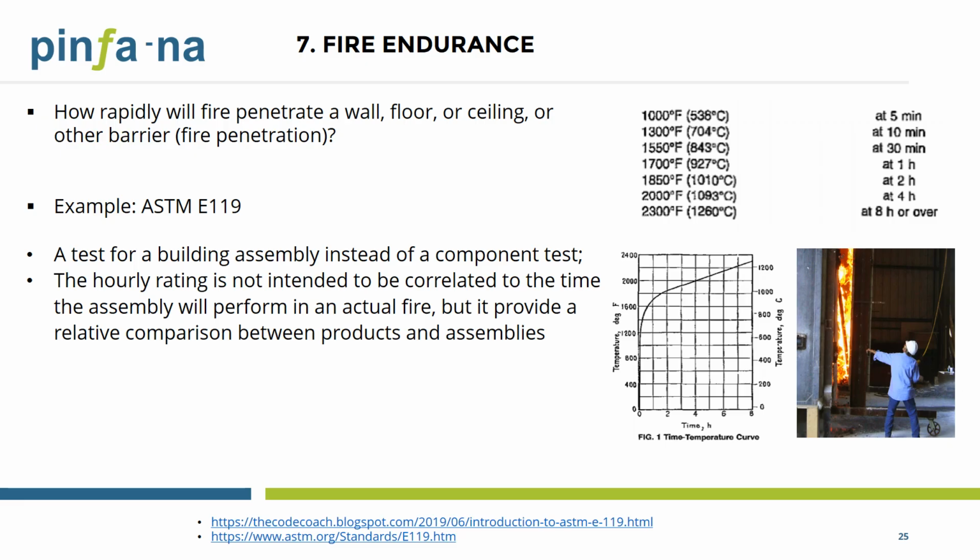During the E119 test, the temperature rise on the unexposed side of the assembly, which is the backside, is monitored at multiple locations, while the exposed side is subject to a predetermined time versus temperature curve, which is shown on the chart here. The fire exposure stops when the average temperature rise of the unexposed side is more than 250 degrees Fahrenheit above its initial temperature. After the fire exposure, a hose stream test is also performed on the exposed side to see if the stream can penetrate the assembly.